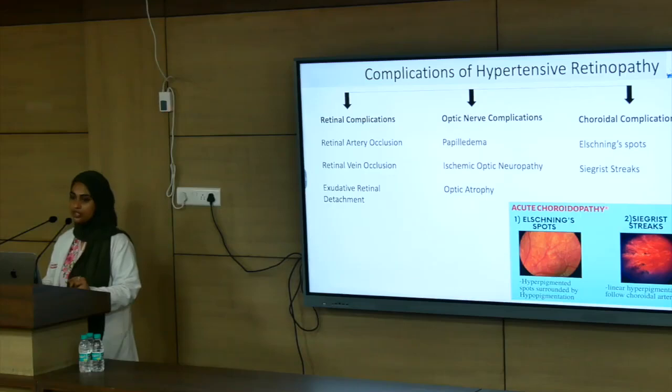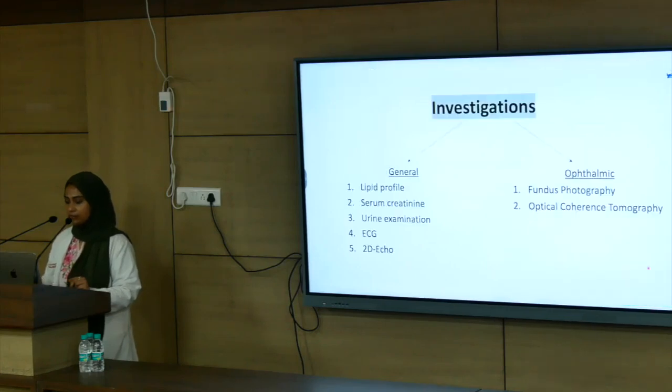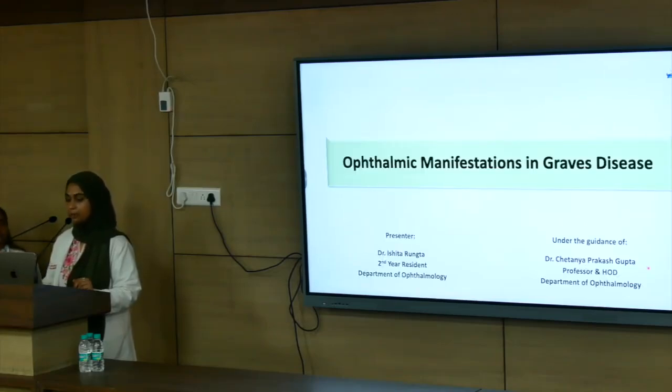Next come the complications of hypertensive retinopathy. They include retinal artery occlusion, retinal vein occlusion, papilledema, ischemic optic neuropathy, and even Elschnig spots and Siegrist streaks. So lastly, the investigations that we do in such a patient are the general ones depending upon the etiology, which include lipid profile, serum creatinine, urine examination, and ophthalmic ones include fundus photography and optical coherence tomography.